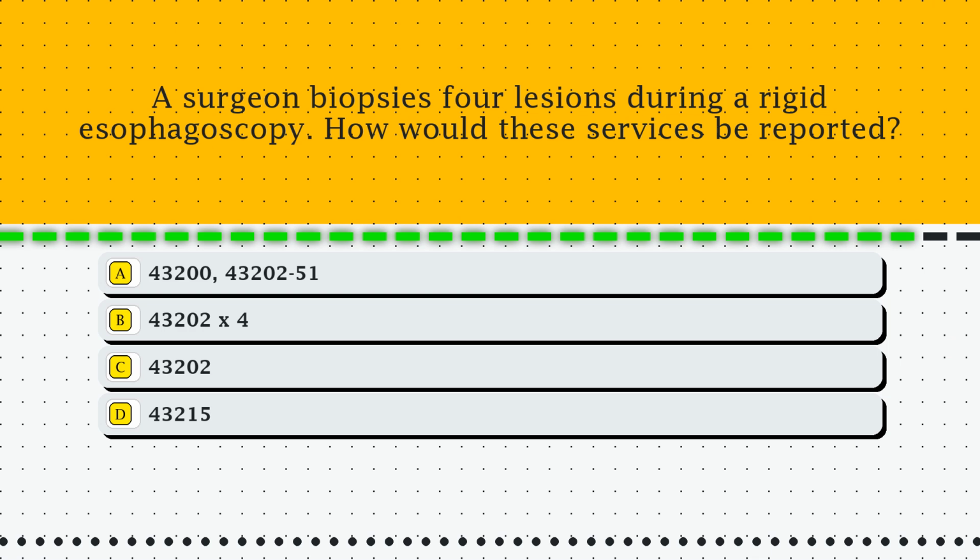Question 68. A surgeon biopsies 4 lesions during a rigid esophagoscopy. How would these services be reported? Option A, 43,200, 43,202 to 51. Option B, 43,202x4. Option C, 43,202. Option D, 43,215.